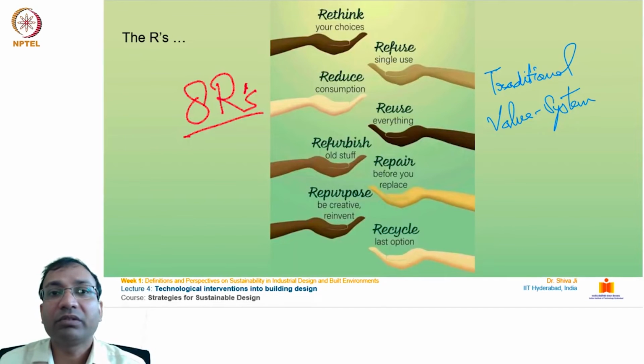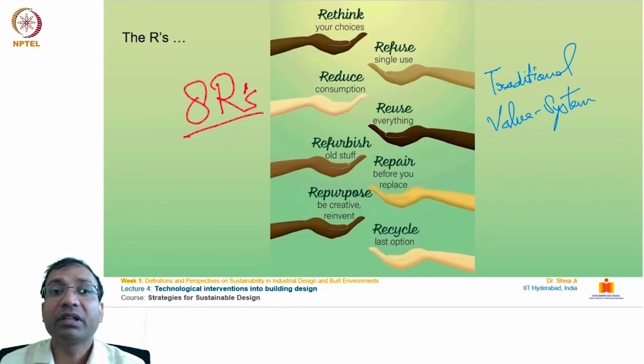And don't forget the 8 R's example which we discussed in this chapter. It starts with rethinking, so we can fix our choices to prevent consumerism. Then we can refuse single use products. We can choose multiple use products, which have an extended lifespan or can be repurposed into different uses, right? Then we can go for reducing the consumption.